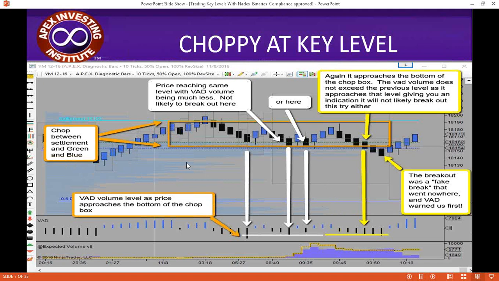The other thing we're going to talk a lot about today is chop, all right? Everybody hates choppy markets, right? Everybody's like, I can't trade choppy markets. Trend is your friend and chop is your enemy, okay? And there can be some truth to that based on your particular strategy or system. Over here at Apex, we kind of look at it differently. Yes, we totally agree, trend is your friend and we love trends.